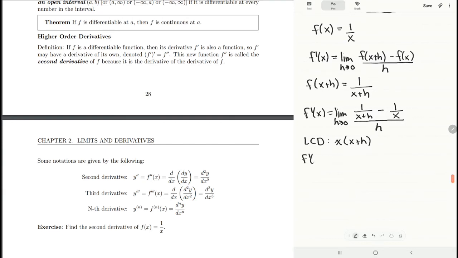So we need to multiply the first fraction by x over x. So we have x over x times x plus h. And then we need to multiply the second fraction by x plus h over x plus h.